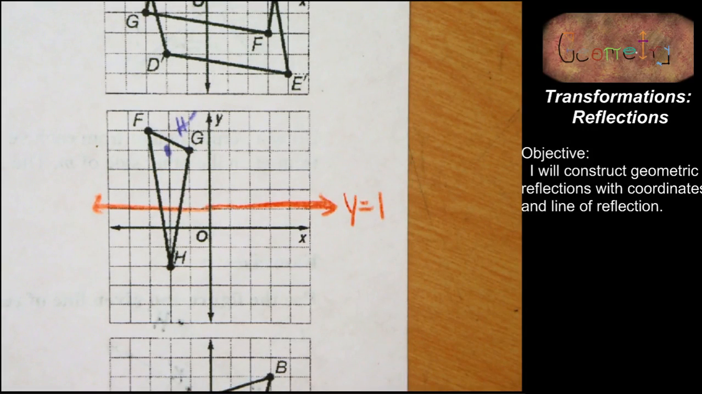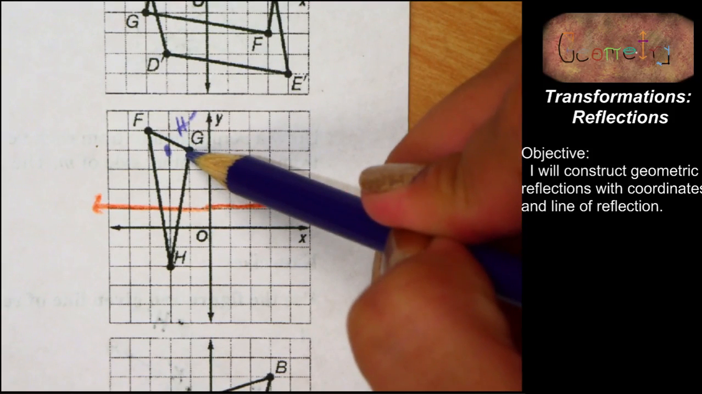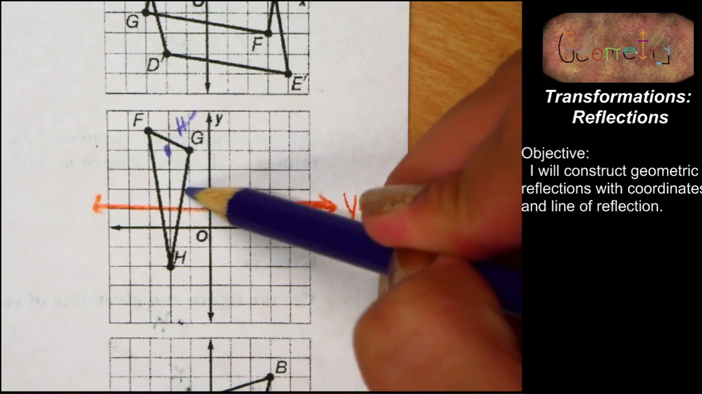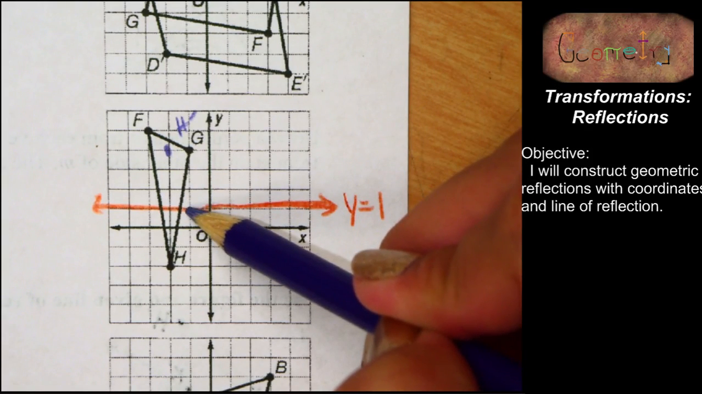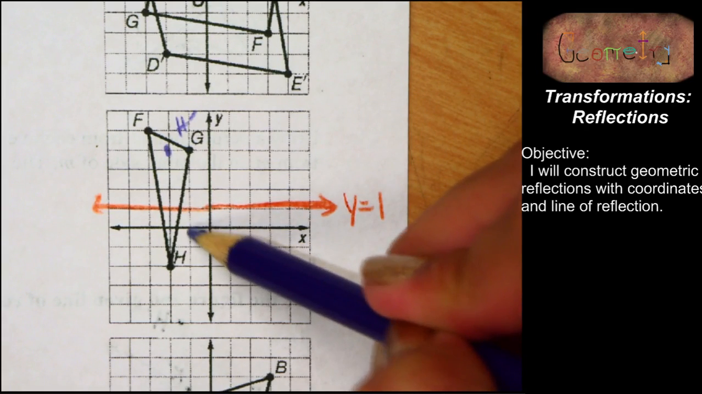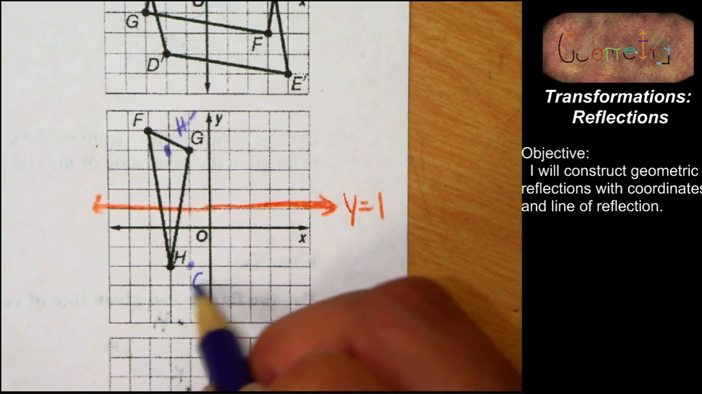I'm going to repeat for all of my vertices. How far is G from my line of reflection? 1, 2, 3. And so to find G prime, I need to go 3 more across the line of reflection. 1, 2, 3. And so G prime is found right there.